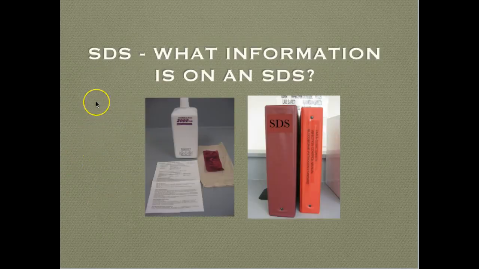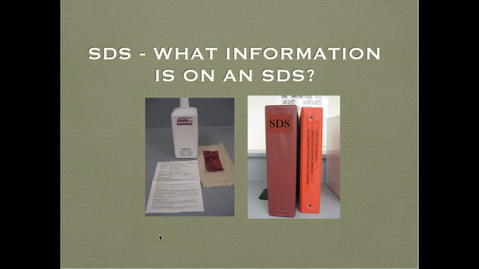So let's first look at an SDS. What information is on a safety data sheet? Well, first of all, it comes from the manufacturer, and of course these days you can go online when you order a product. Usually there's either an icon or the word SDS that you can click on, and you can get a digital SDS, which is really nice to have. It's a little bit easier for storage rather than having a notebook.